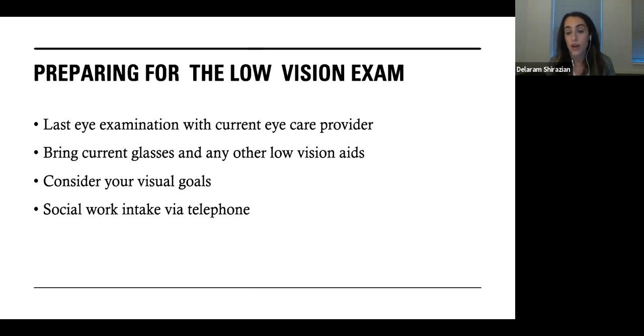So they'll ask you if you have any questions for the provider, your history of vision loss, if you've ever been connected to services before. And they also do a quick depression screening, which is really nice because a lot of times patients with vision loss may be at an increased risk of things like anxiety or depression. So they do that screening as well. And our social work team is really great at referring patients to certain services like mental health as needed.